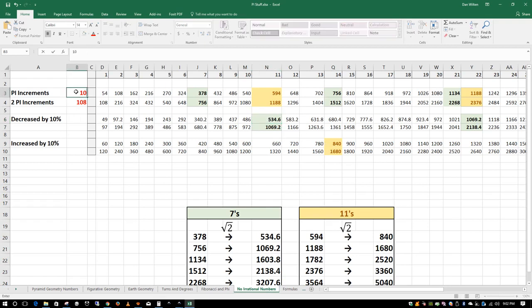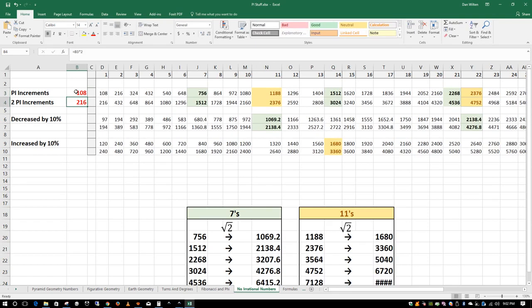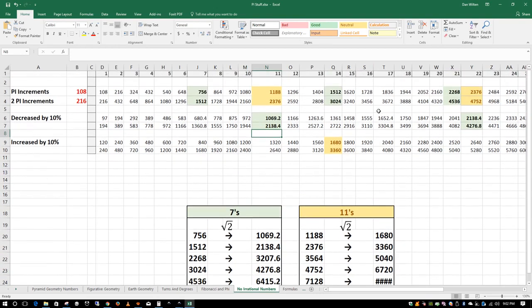If I just change this, say for example, to 108, they all change, but for example 756, the square root of 2 of that is 1069.2. So there are no irrational numbers in here being used at all, but yet we're using pi and we're using the square root of 2, simply by increasing and decreasing the whole set of numbers by 10%. Anyway, I think that's really interesting, and it keeps the numbers clean.